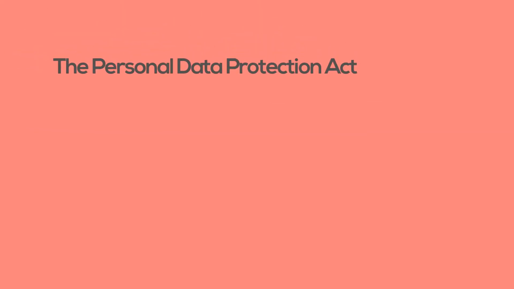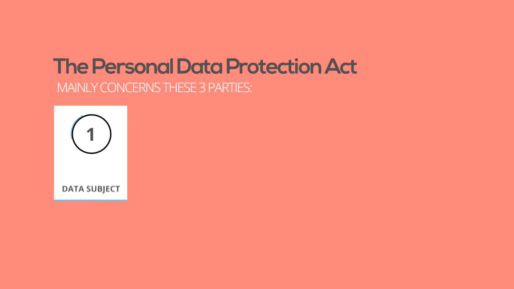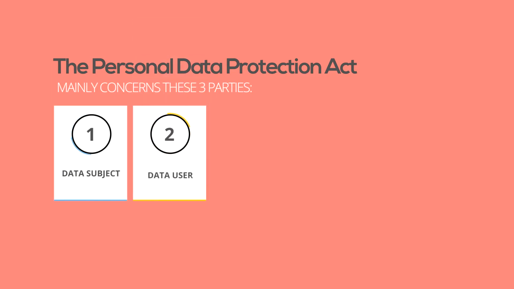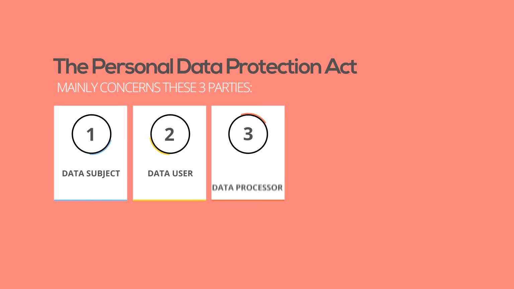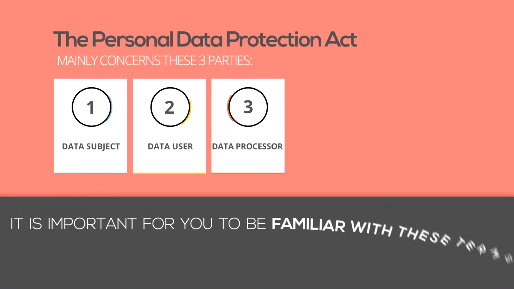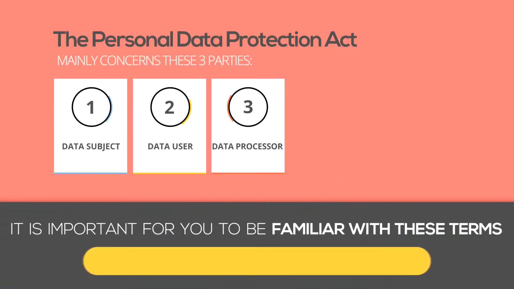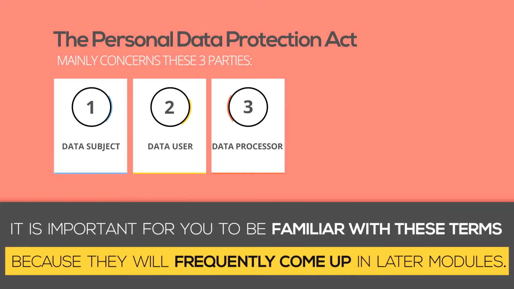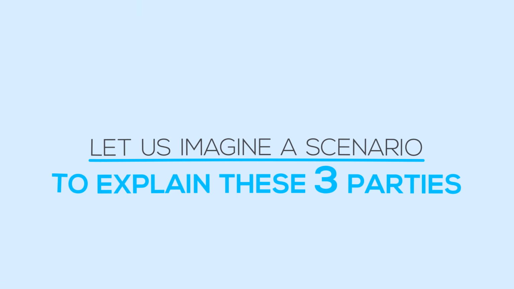The Personal Data Protection Act mainly concerns these 3 parties: 1. Data subject, 2. Data user, and 3. Data processor. It is important for you to be familiar with these terms because they will frequently come up in later modules. Let us imagine a scenario to explain these 3 parties.